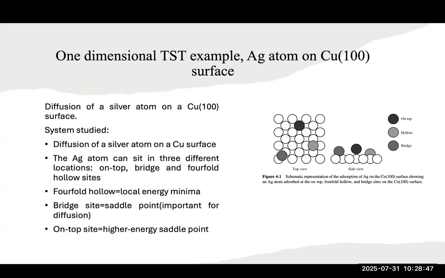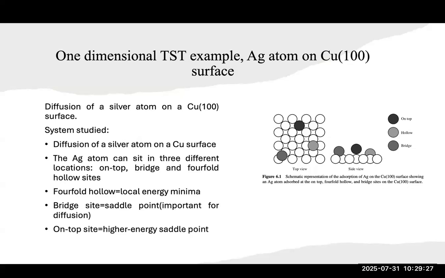So in the diagram, you can see the side view and top view. In the side view, especially in the middle, the black is the silver, which sits over one copper atom, which is called on the top. When the silver atom is placed between two copper atoms, we call it a bridge. And when the silver atom sits on four different copper atoms, it's called the four-fold hollow site.